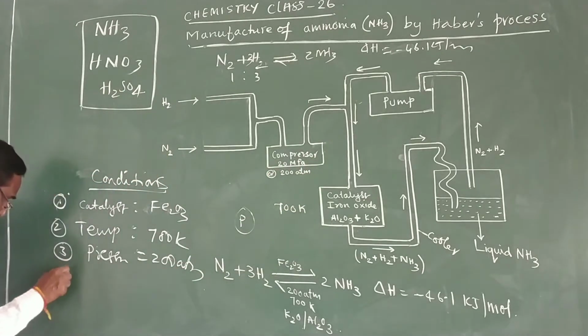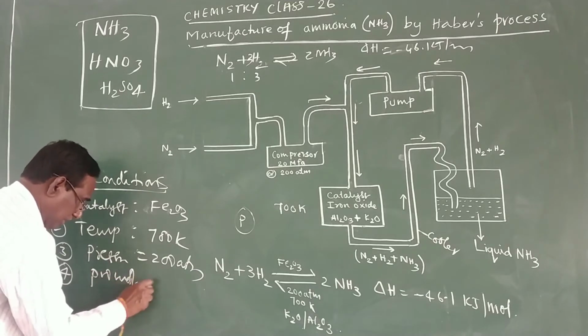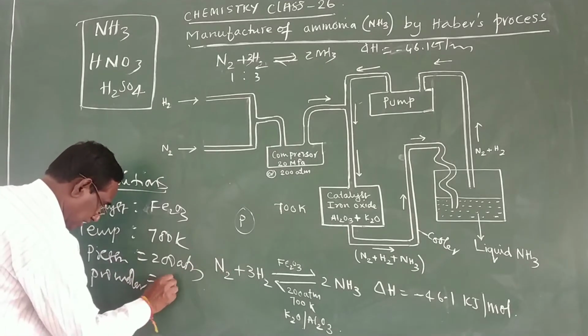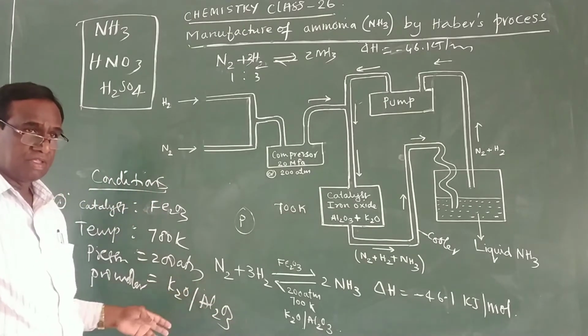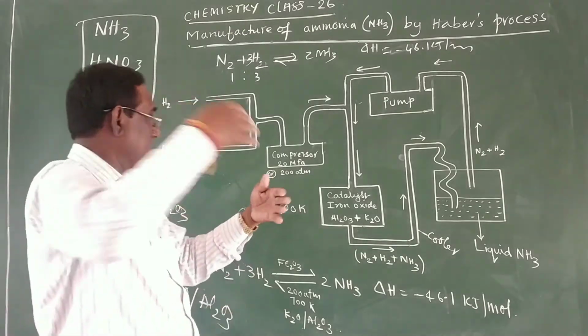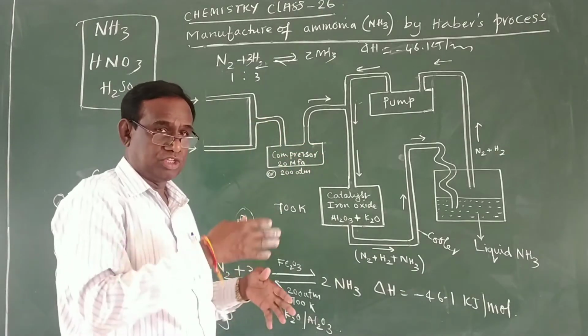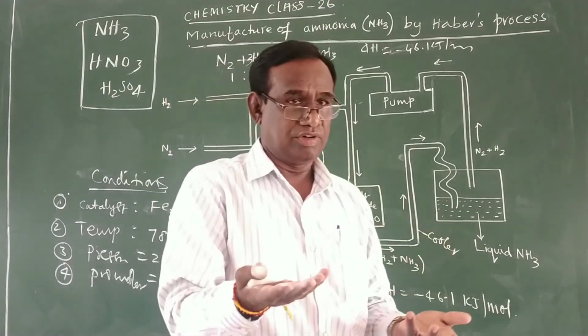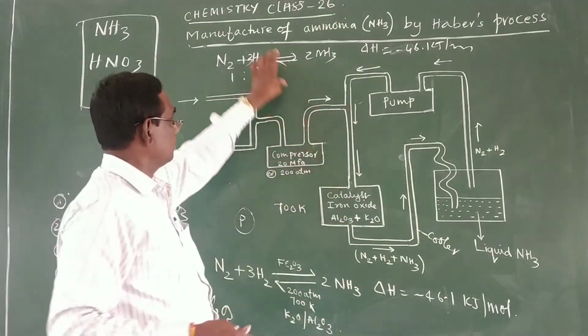And the fourth one is the promoter. What promoters are we going to use? One is K2O or Al2O3. K2O or Al2O3 helps in maintaining equilibrium quickly, acting as a promoter which promotes the catalytic activity. So you have to write only these points. This is 1 mark, this is 1 mark, this is 1 mark.